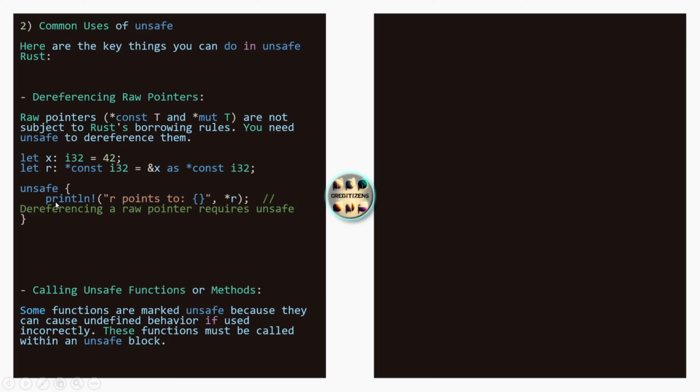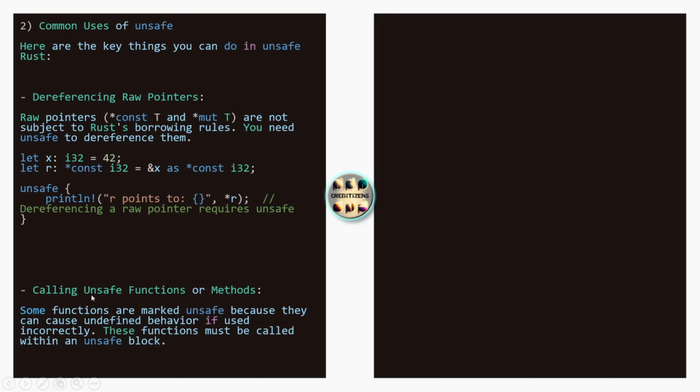Println. And after we print it, and here you see we dereference r. I mean, yes, we're using the star. We dereference it. Okay, so here this is a reference of that one as a const i32, and here we're going to be dereferencing that pointer. Dereferencing a raw pointer requires unsafe, so you can't do that outside of this unsafe scope.